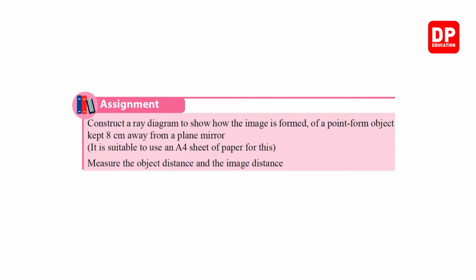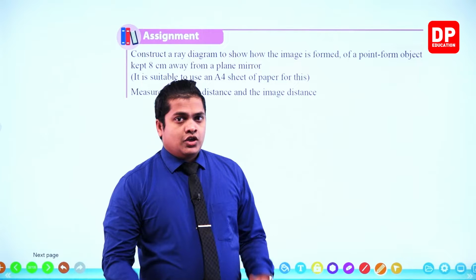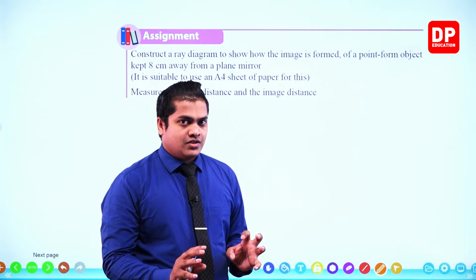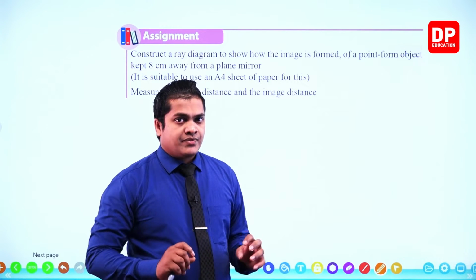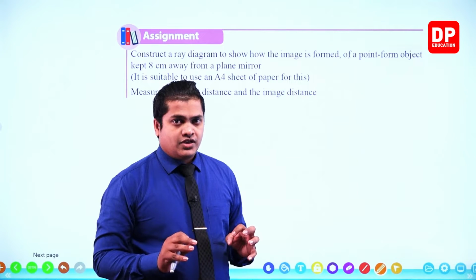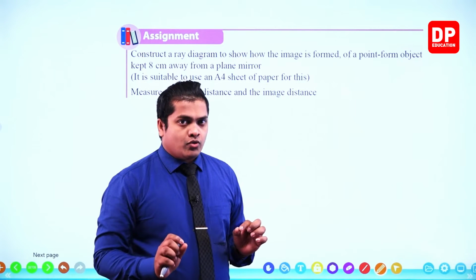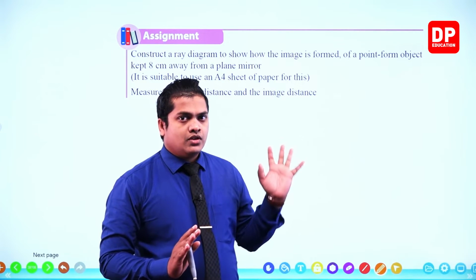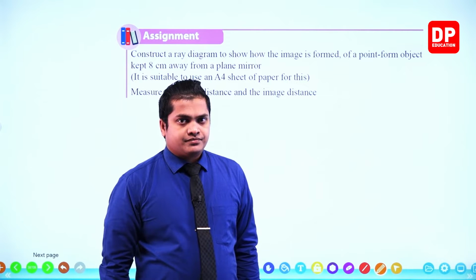Measure the object distance and the image distance. So what you have to do, my dear children, you should follow this at home. You have to do it in the exact same way which I did at our laboratory. Take an A4 sheet, then draw the structure, or else the ray diagram, related to this particular reflection.